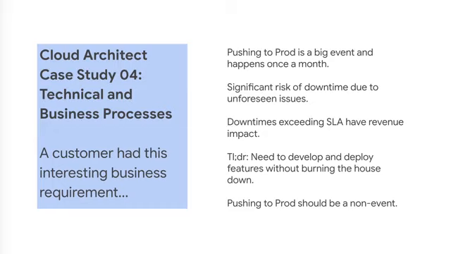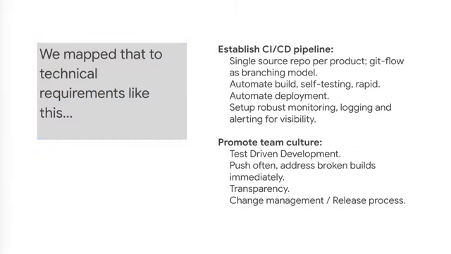There are two passes through the problem in the architectural process. First, there's the business pass, which includes both the business challenge and the people processes, understanding what roles there are and what actions the people need to be able to take. And then there's the technical pass, which is mapping all of these needs and procedures to a technical solution. We mapped that to technical requirements like this.